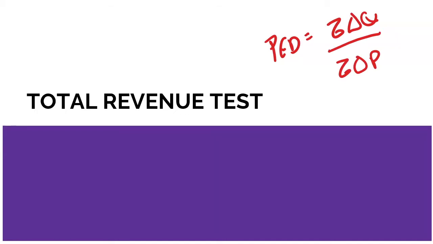And so we said that if the number is greater than 1, it is elastic. If the number is less than 1, it is inelastic or relatively inelastic. And if the number is 1, it is unit elastic. Well, the total revenue test is just another way to determine if the curve is elastic, inelastic, or unit elastic. And in my opinion, this is a slightly easier way.